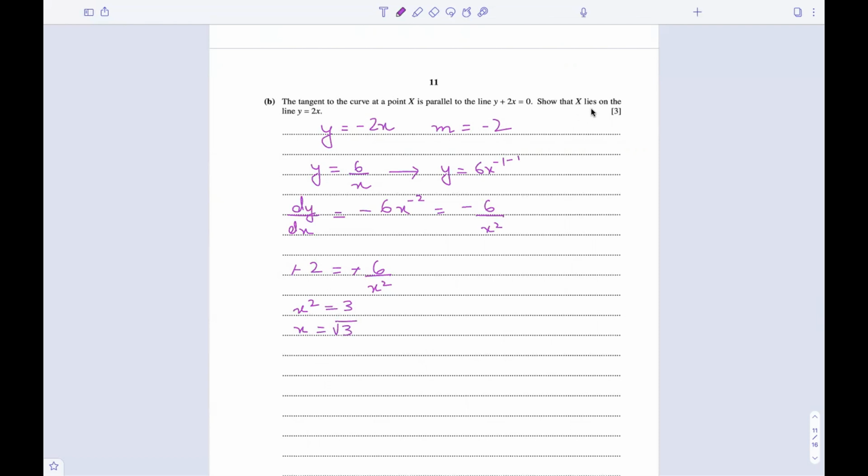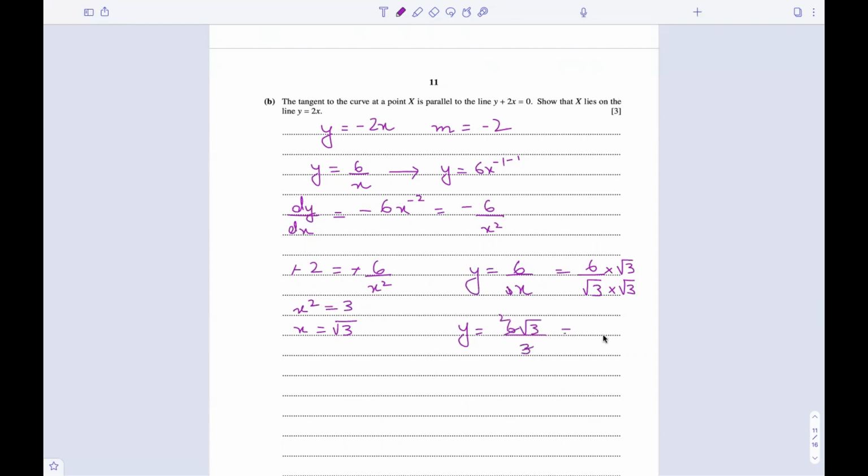Now we have to show that x lies on the line y equals minus 2x. So the coordinates of the tangent to the curve, we know that the x coordinate is square root of 3. So the y coordinate at the tangent will be y equals 6 upon x, and the value of x is root 3. Now rationalizing the function, we multiply and divide by square root of 3 to get rid of the square root sign in the denominator. We get 6 square root of 3, and root 3 times root 3 will become 3.